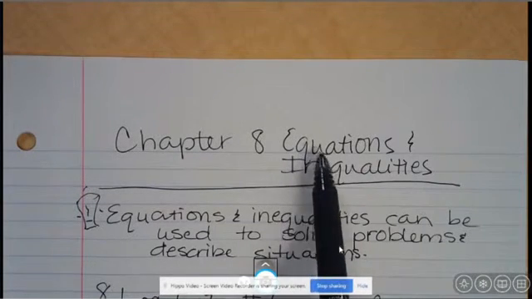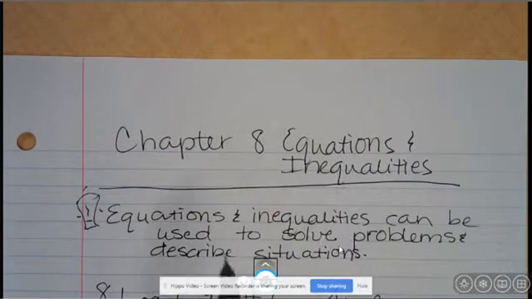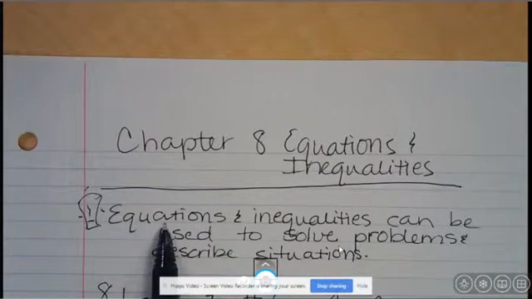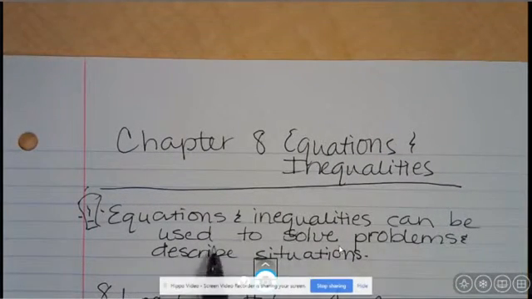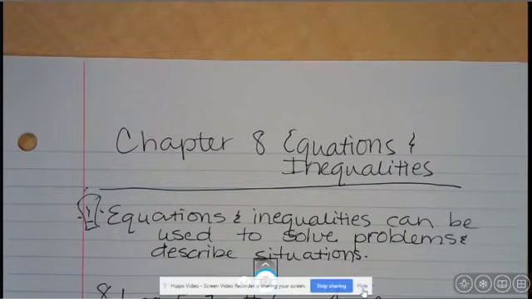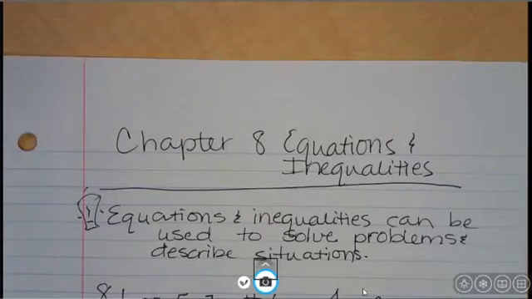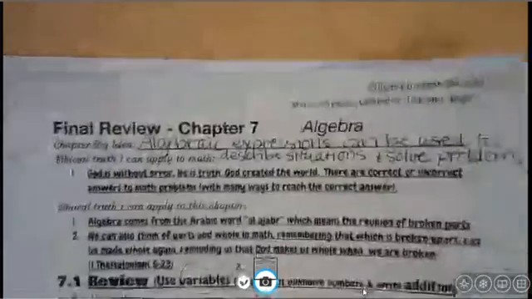So this is the chapter on algebraic equations and inequalities. The big idea for this chapter is equations and inequalities can be used to solve problems and describe situations. You can find this on page 2, which is the beginning of chapter 8.